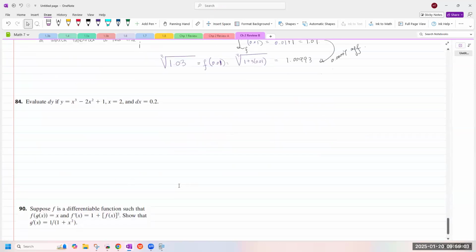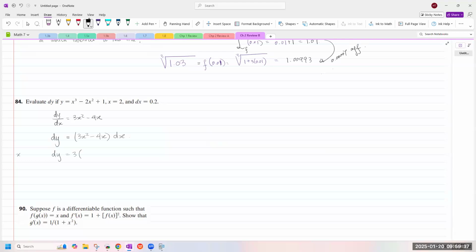Number 84, I think that's the second from the last question. Number 84, find dy if we have this function. I take the derivative. dy/dx equals 3x squared minus 4x. Which means dy, the differential of y, equals (3x squared minus 4x) times the differential of x. Now from here we plug in numbers. Just that simple.